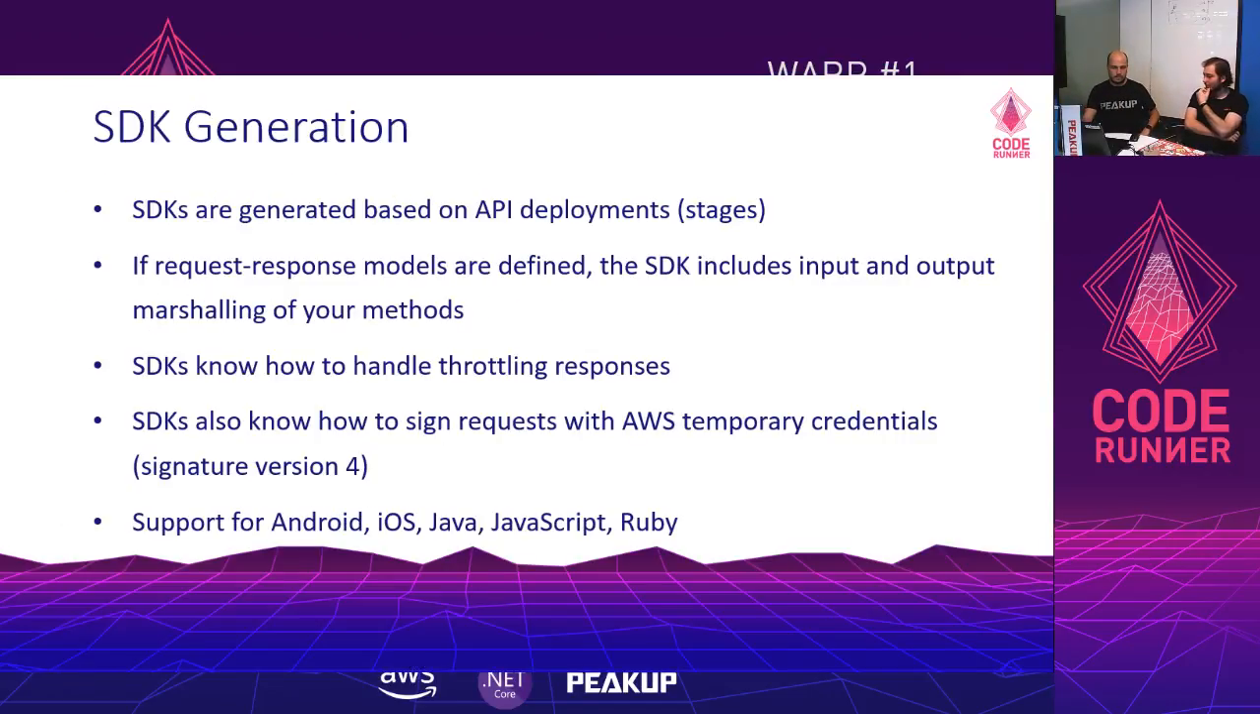And I think this is one of the last features that we are going to talk about today, SDK generation. SDKs are generated again based on API stages. I can choose the production stage, and I want to create a JavaScript SDK for that specific stage. The request and response models are defined, input and output are defined in our methods, and SDKs, by the way, know how to handle the throttling responses. And as I mentioned, it supports Android, iOS, Java, JavaScript, and Ruby. It's a great feature.